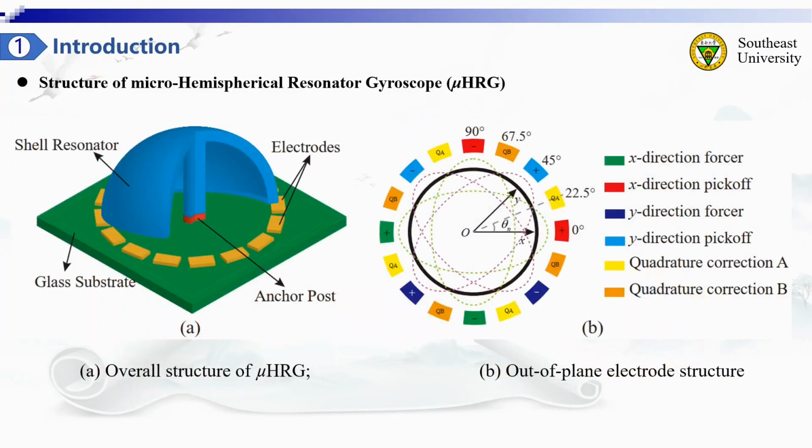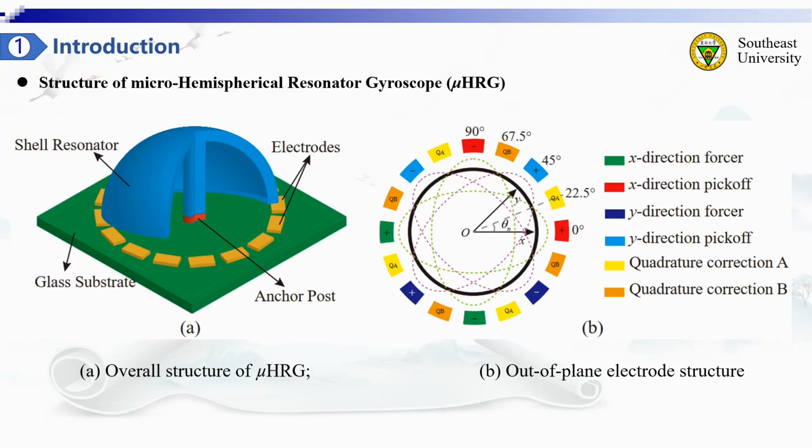Figure A shows the fundamental structure of the micro hemispherical resonator gyroscope. This gyroscope is bonded by the micro hemispherical resonator and the planar electrode substrate through the central support anchor. The micro hemispherical resonator is the principal angle measurement unit of the micro hemispherical resonator gyroscope.